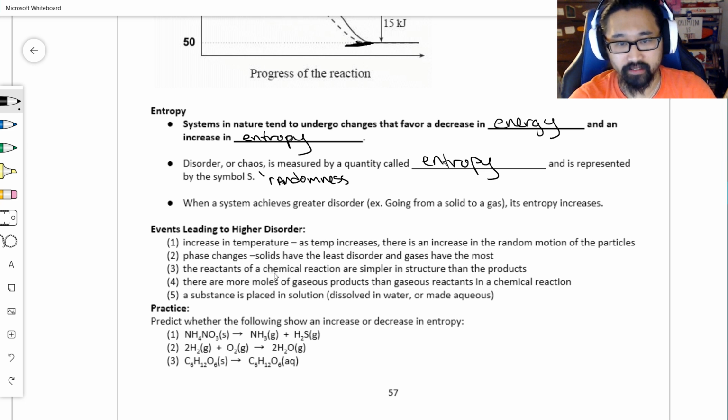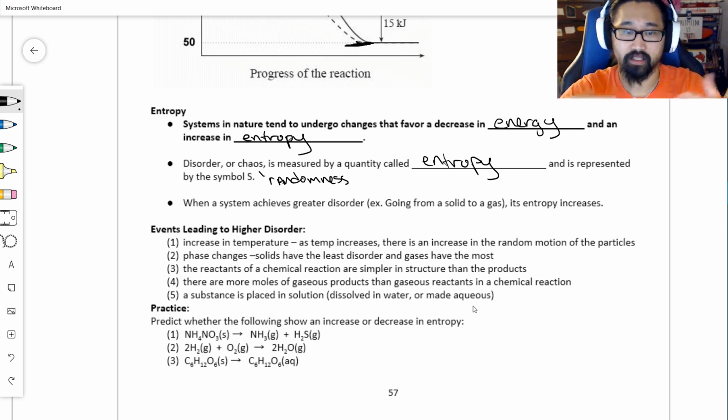If the reactants are simpler in structure than the products, that is to say that if there are fewer reactants than products, typically, so if I start with one compound at the beginning and I have two compounds at the end, I start with one substance, I end up with two substances at the end. Decomposition reactions are typically an increase in entropy because it's a higher level of disorder.